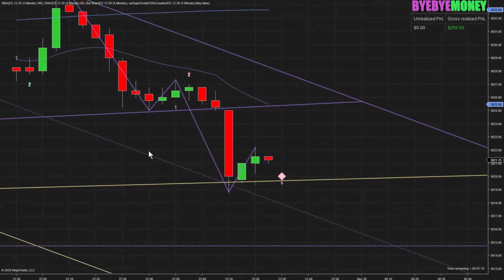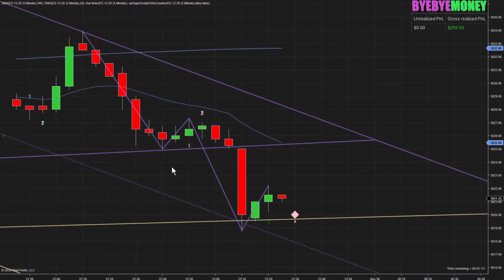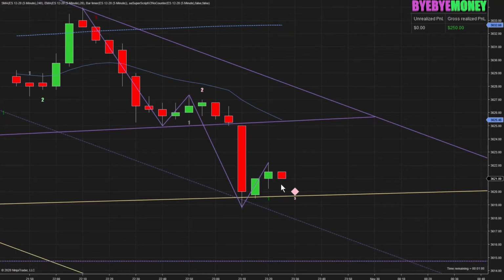Okay, 5 minute. Showing some indecision here. We've gone about 3 ticks in about 4 minutes. Bulls are wondering what is happening. They're disappointed now. They're wondering, can we still come out at least break even?